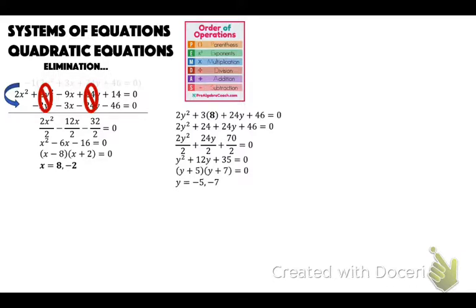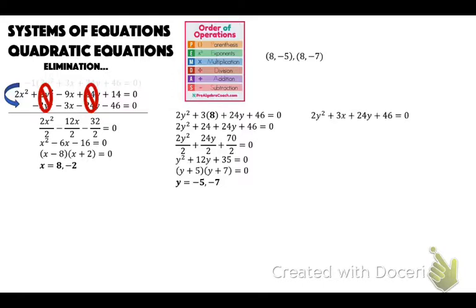So that means when x equals 8, we have two possibilities for our y values. Okay? So when x equals 8, we have 8 comma -5 as one of the intersecting points, and 8 comma -7 as the other intersecting point.